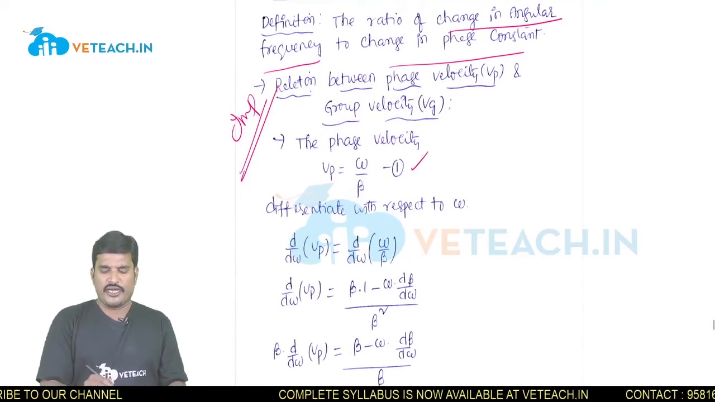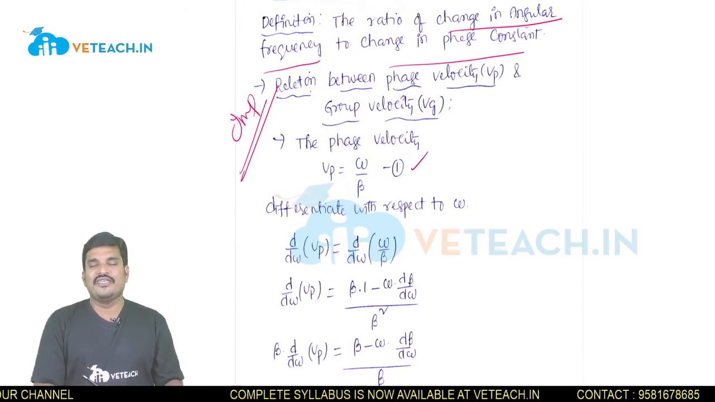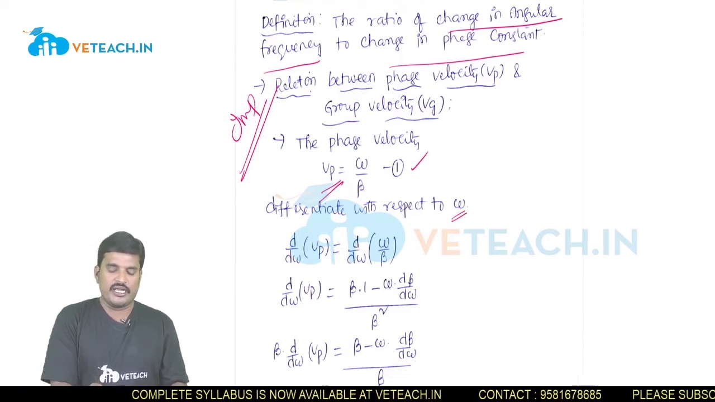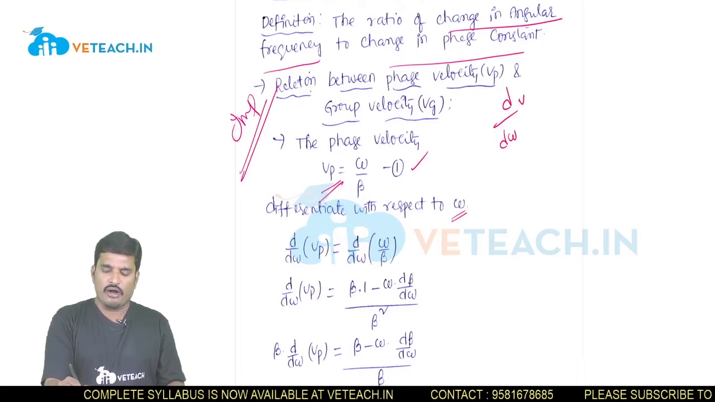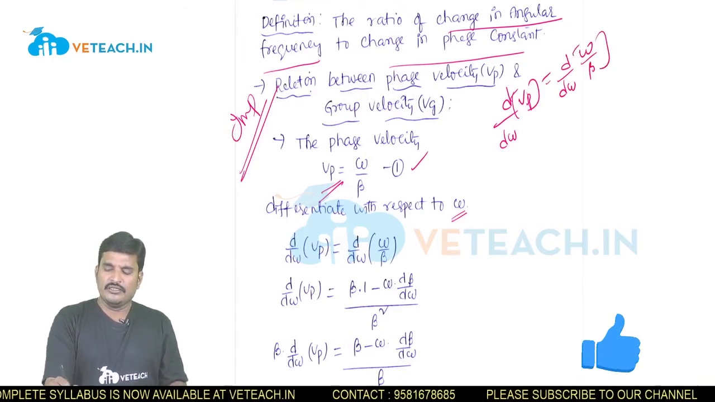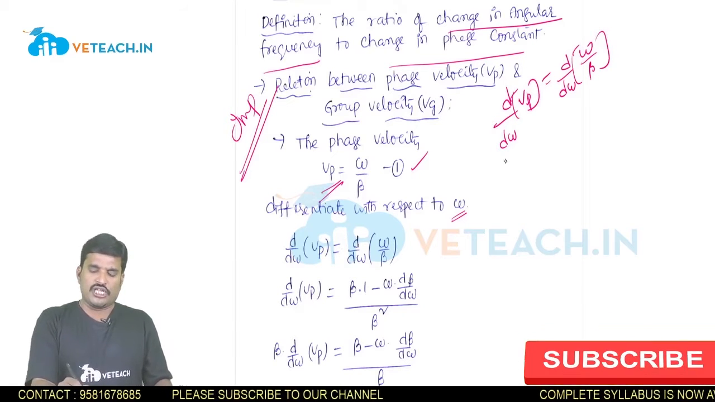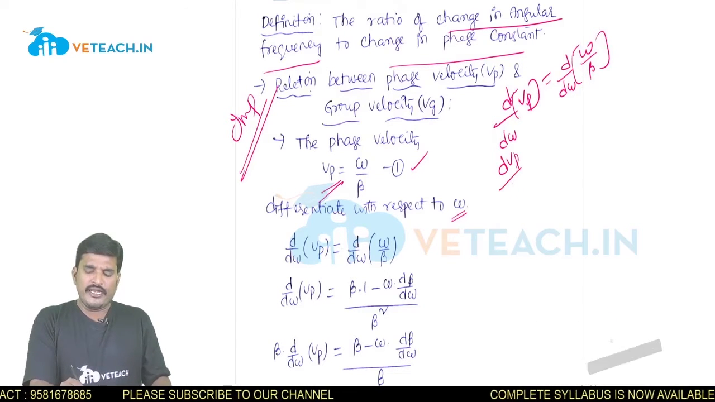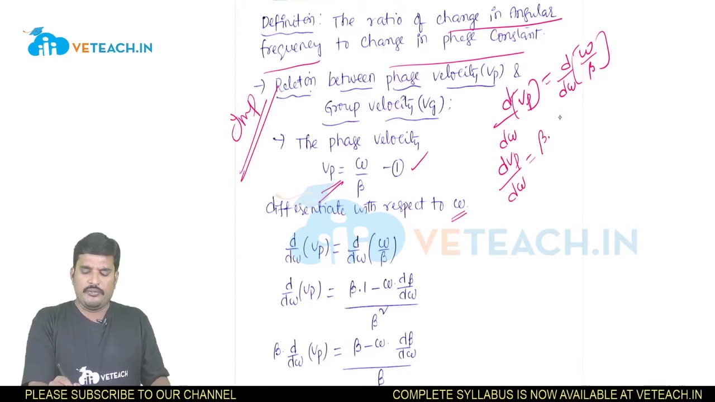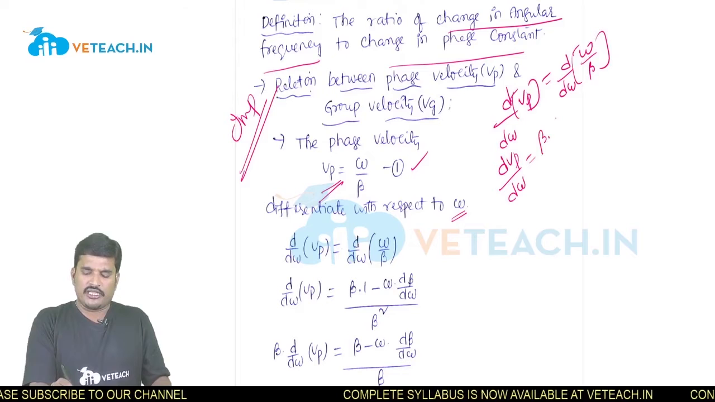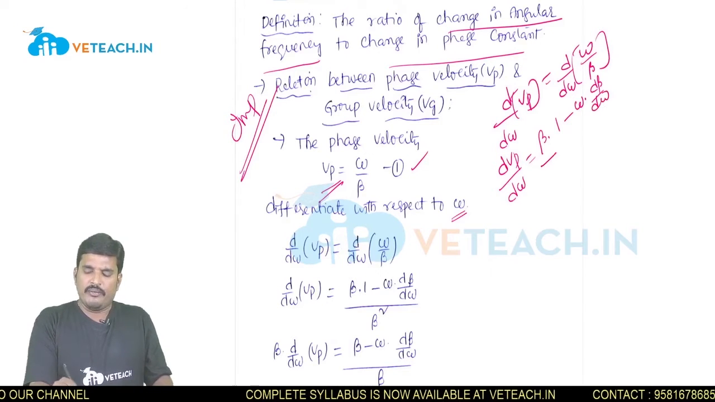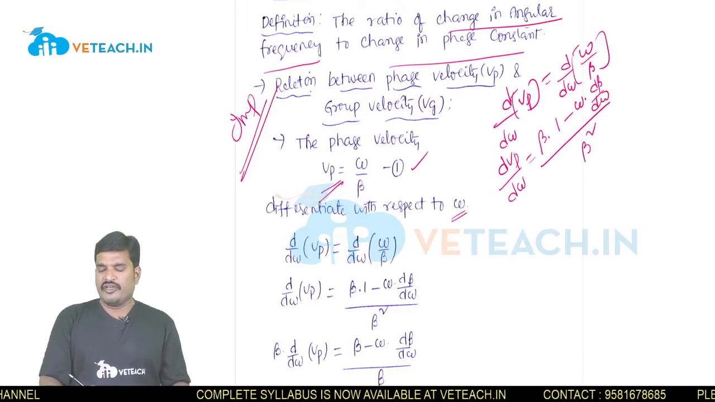Let us define the phase velocity Vp is equal to omega by beta, and I want to do the differentiation with respect to omega. That means d by d omega of Vp is equal to d by d omega of omega by beta. We can do that differentiation. So dVp by d omega is equal to, by the u by v formula, beta into d omega by d omega, which is 1, minus omega into d beta by d omega, all divided by beta square.